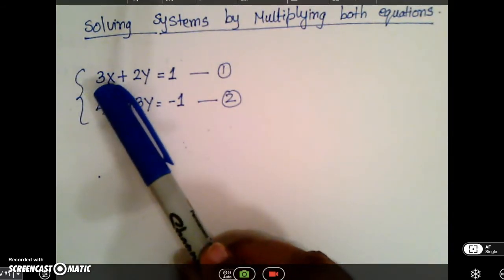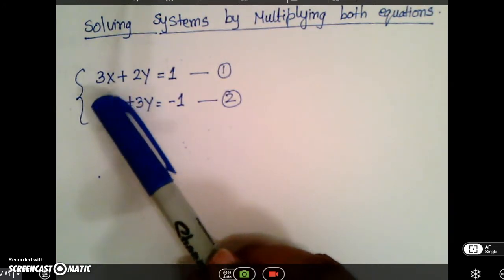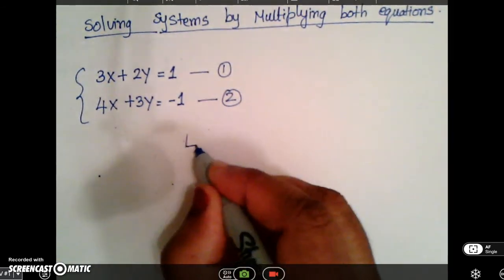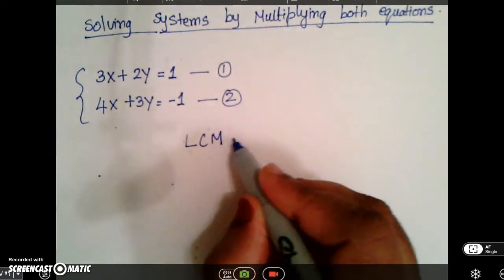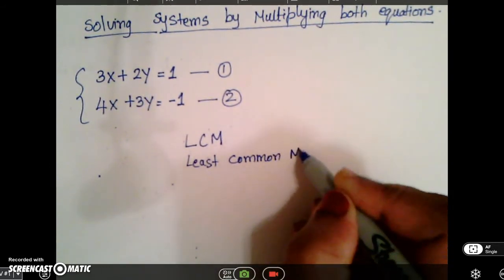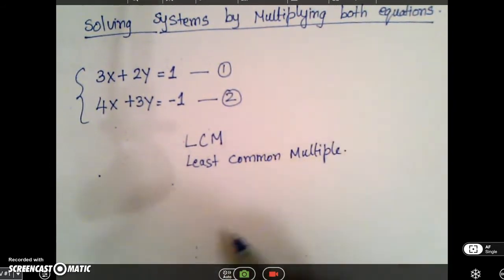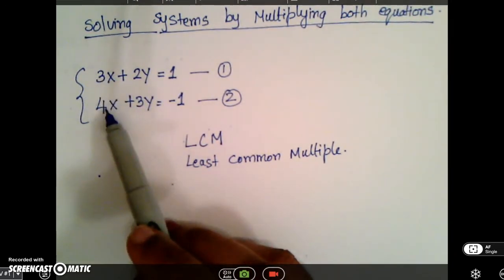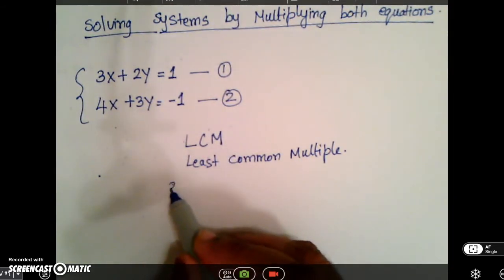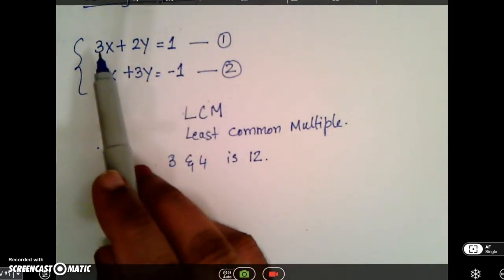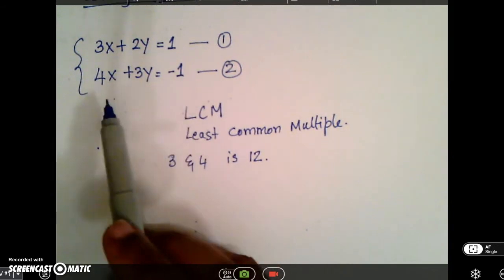I'm going to look at the least common multiple for 3 and 4. Which is the least common multiple for 3 and 4? Yes, that's a 12. So I'm going to look at my least common multiple. I'm assuming that I want to eliminate the x, so I want to find the least common multiple for 3 and 4. The least common multiple for 3 and 4 is 12. So if I can change the 3 to a 12 and the 4 to a 12, I achieve my goal.